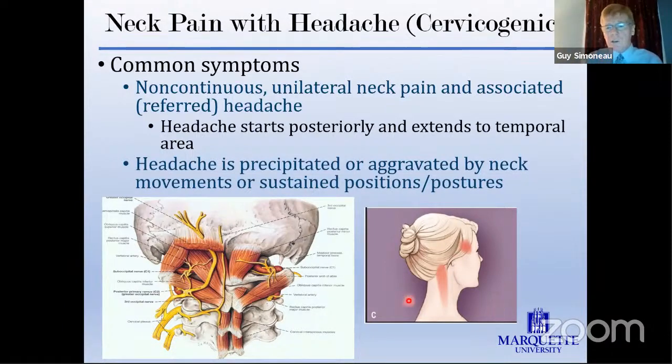Typically, the headache will start in the posterior region of the neck and eventually expand to the occipital and temporal areas. What is key here is that there should be an association between the occurrence of the headache and neck pain, neck position, or neck posture. So when you do the history on those individuals, you should be able to determine some kind of relationship between neck movement, posture, and the occurrence of those headaches.